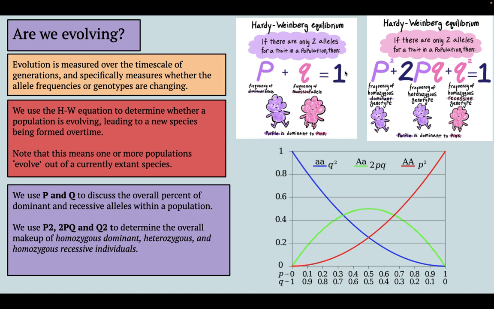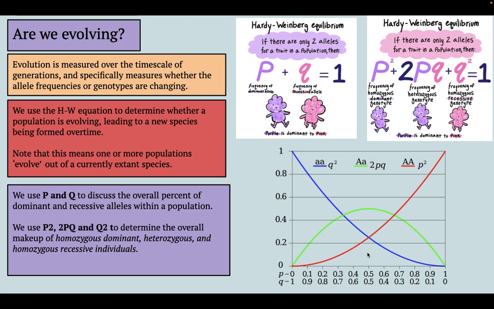Now if the gene has two alleles, that means we have three different types of genotypes. We have P squared, which is big A, homozygous dominant, 2PQ, which is big A, little a, heterozygous, and Q squared, which is little a, homozygous recessive. Those three proportions always equal 1. So if I'm 100% big A or little a, I'm going to have 0% of the other. And if I'm 50-50, 50% P and 50% Q, I'm going to be about 50% heterozygous, and 25% big A, or little a.